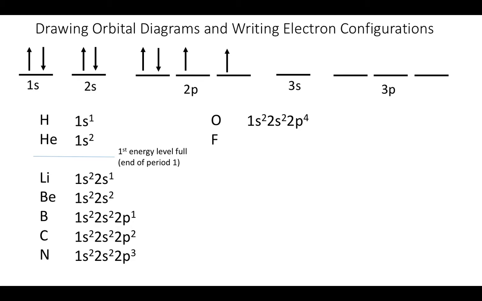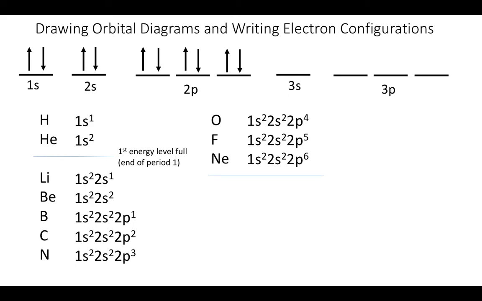Fluorine, the 9th electron, will have to pair up in the middle orientation of the 2p orbital. Its configuration is 1s2, 2s2, 2p5. And then finally, neon, the 10th electron, will pair up in the final orientation of the 2p orbital. The configuration for neon is 1s2, 2s2, 2p6.